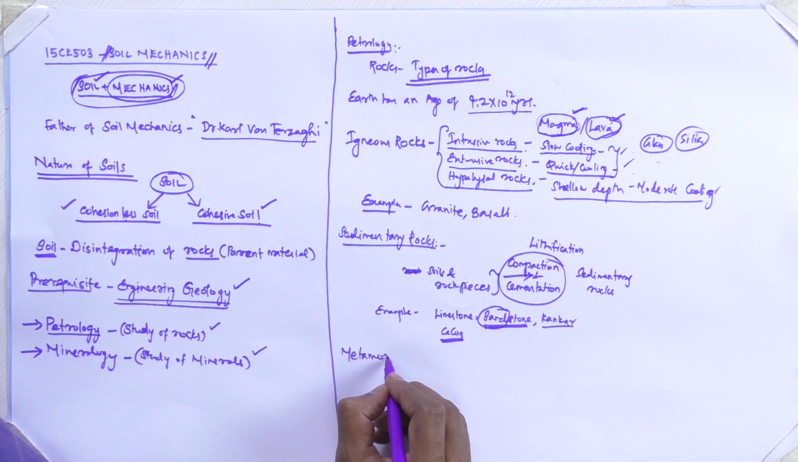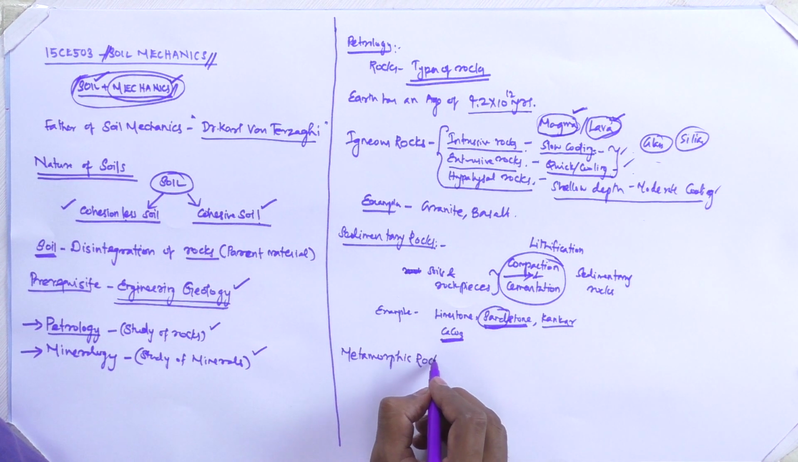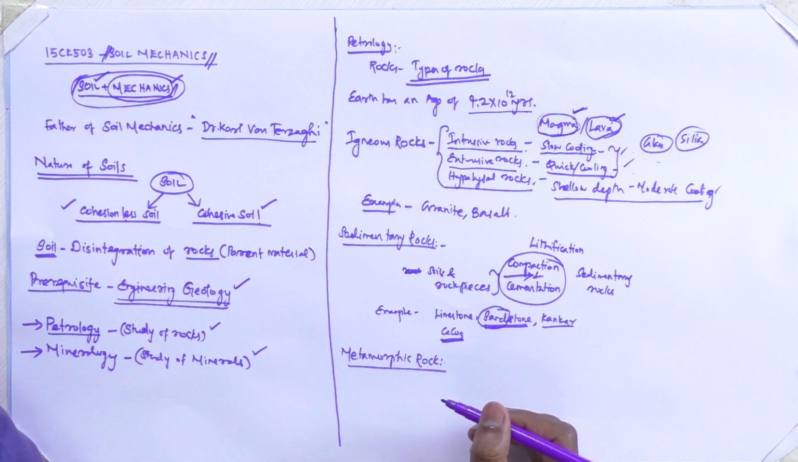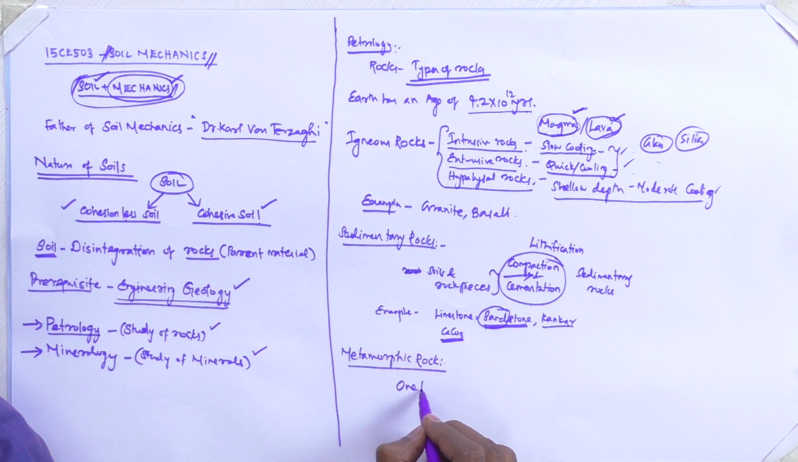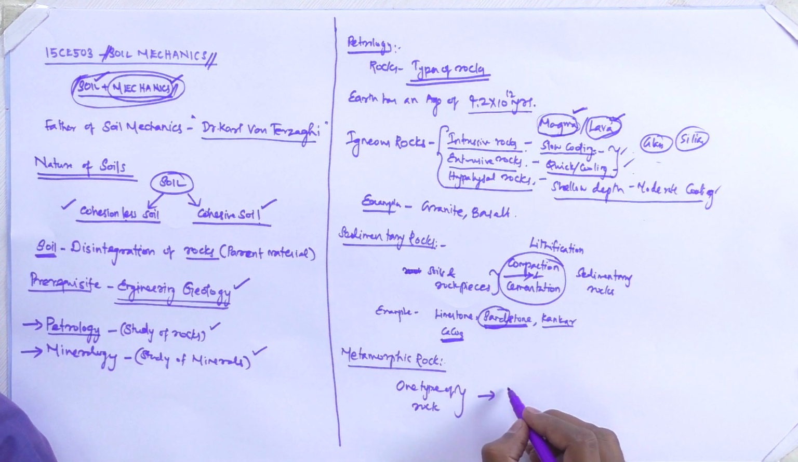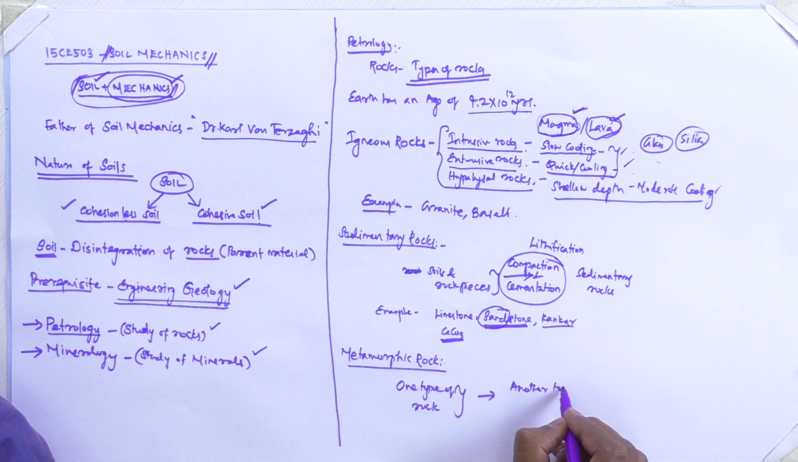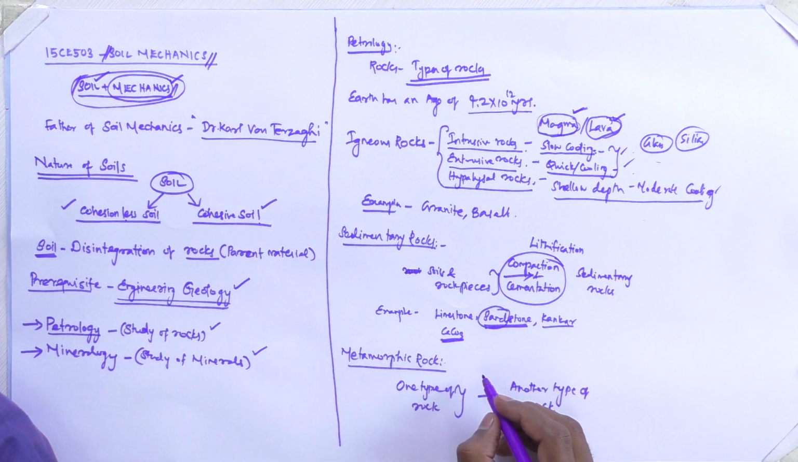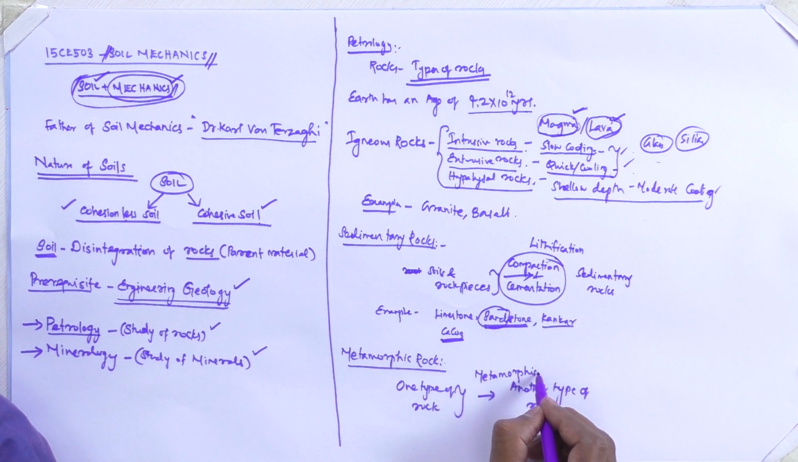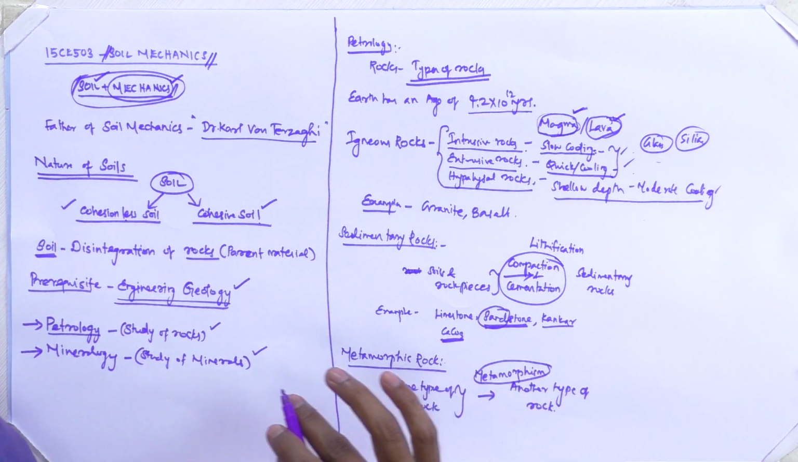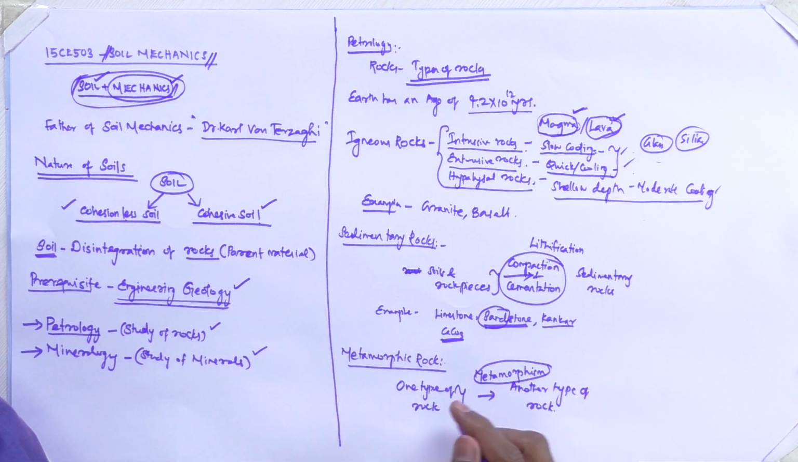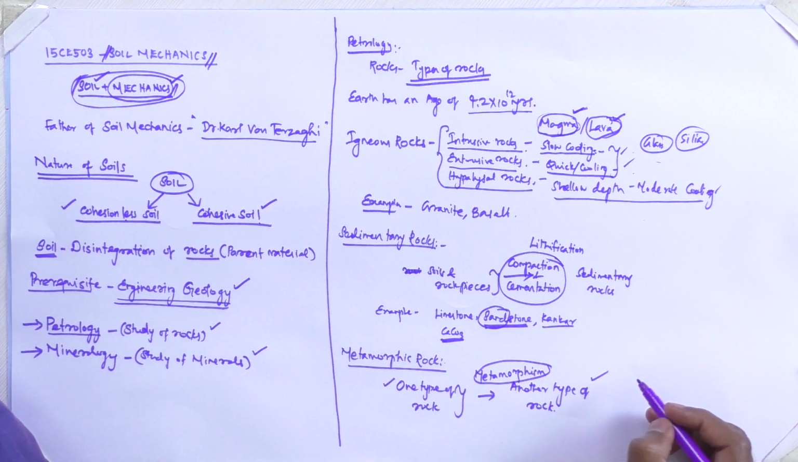Metamorphic rock. Metamorphic rocks are the rocks where one type of rock is changing into another type of rock. When this change occurs, that change is nothing but metamorphism. So this morphism represents a process which is modifying the nature of one into another.